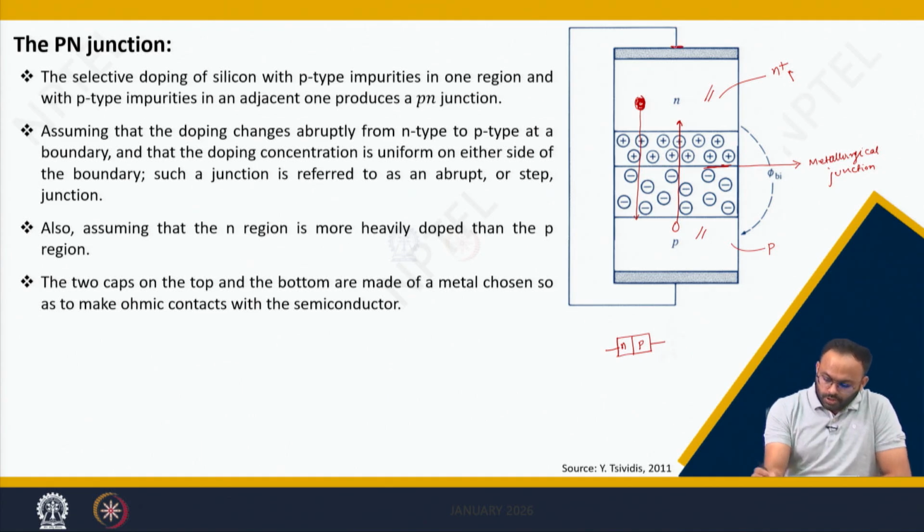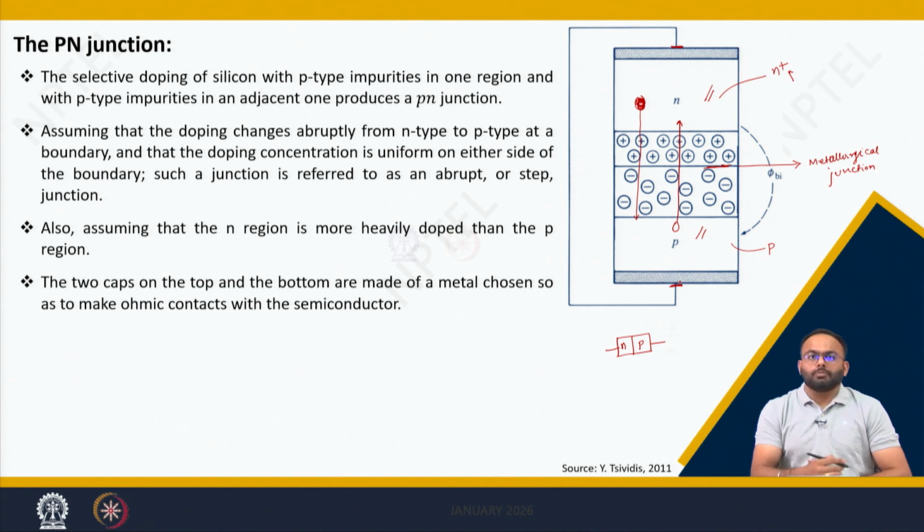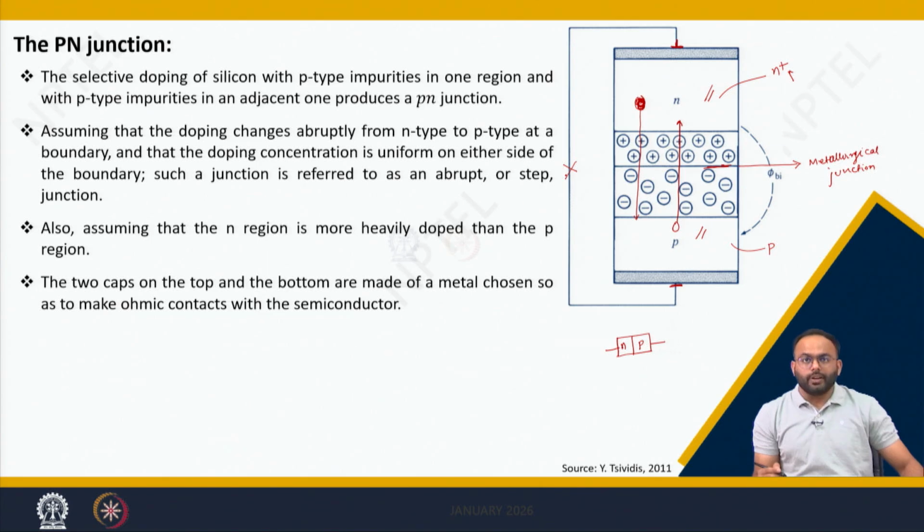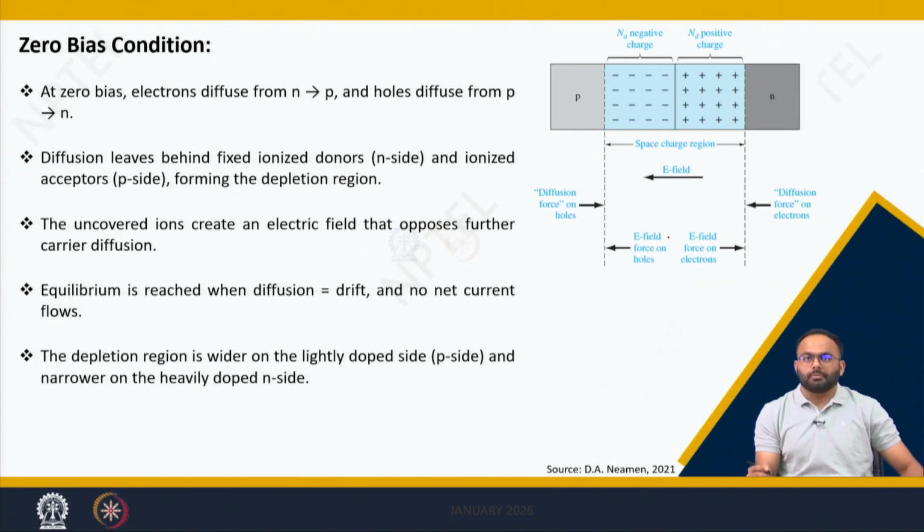These two caps are formed by metal to form an ohmic contact in this junction. In the very first case, we are assuming that these two contacts are shorted to each other and hence no potential is applied here. Let's analyze what will happen when you short the external wires of N and P.